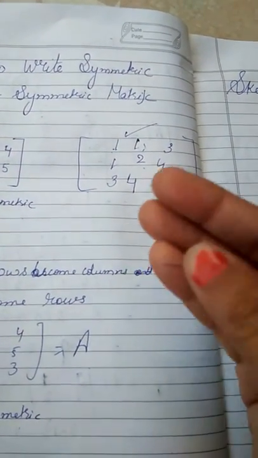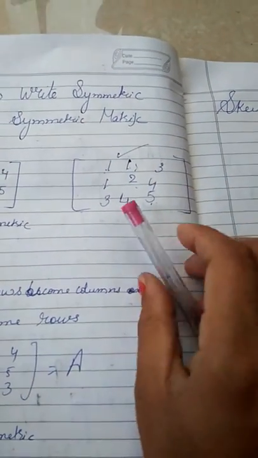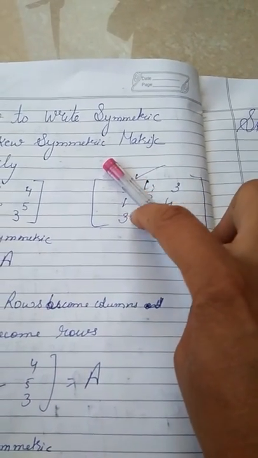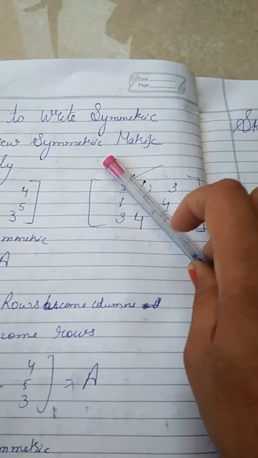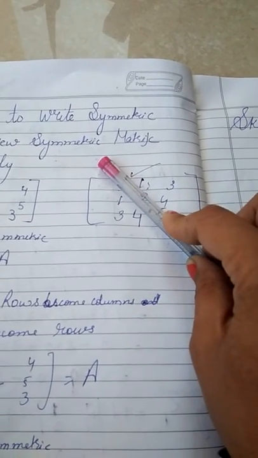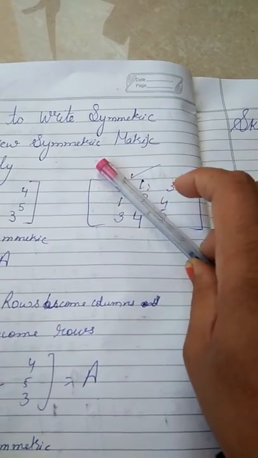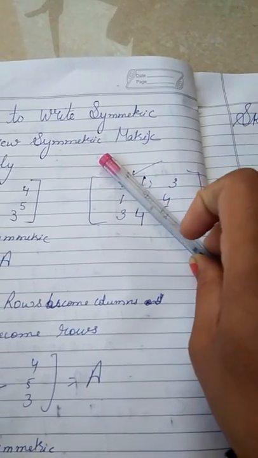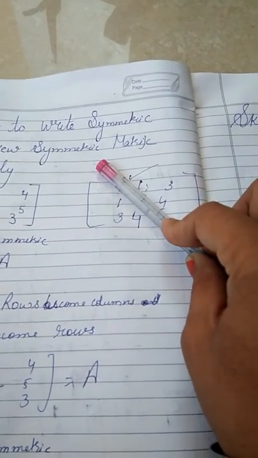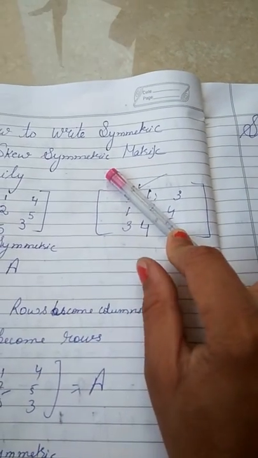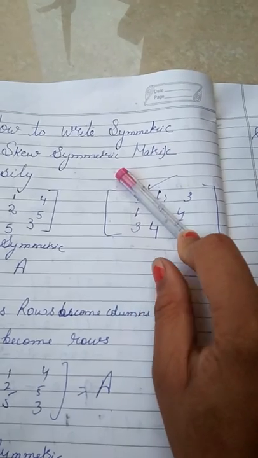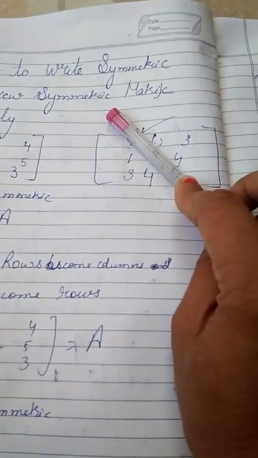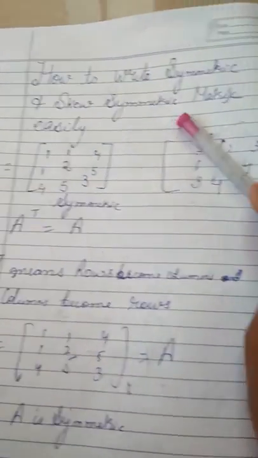In this way you can write it, or you can also judge. Just hide the diagonal elements and check whether these opposite elements are the same or not. This is the definition of symmetric also. These are the images of each other: 1 1, 3 3, 4 4. Right? So hide the diagonal elements and check whether the matrix is symmetric or not. So this is a symmetric matrix, and in this way we can write a symmetric matrix very easily.